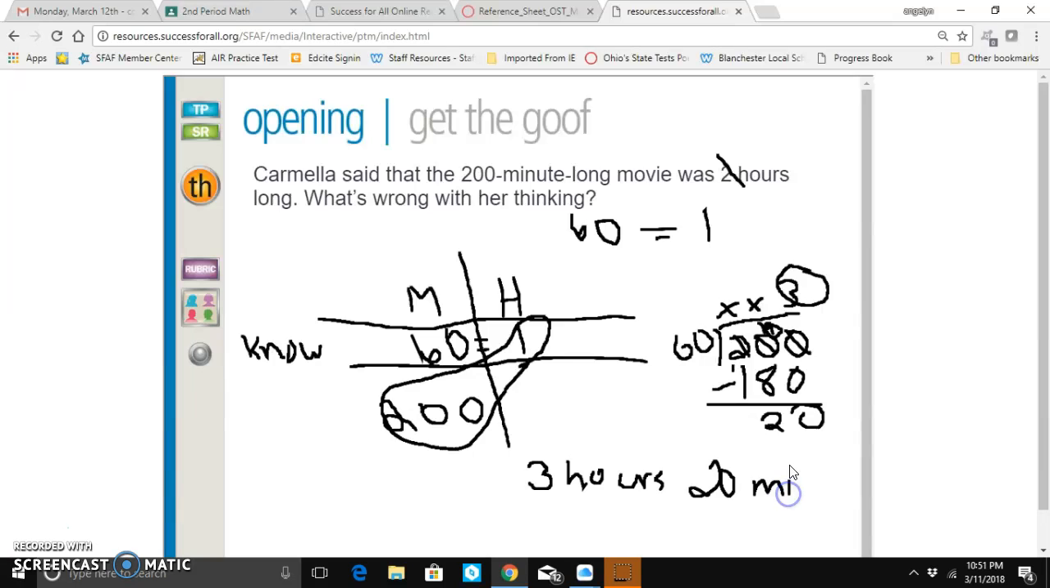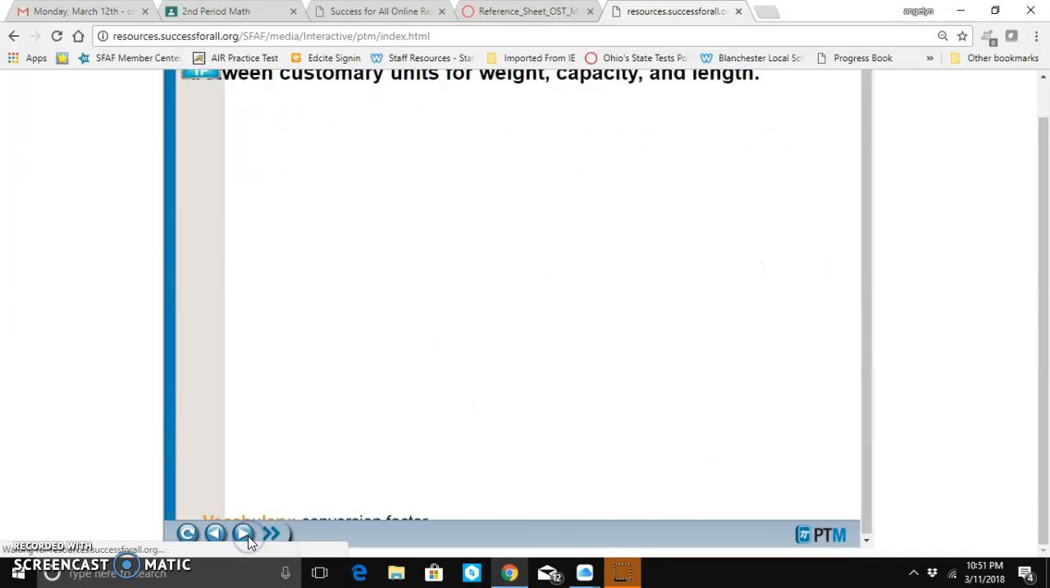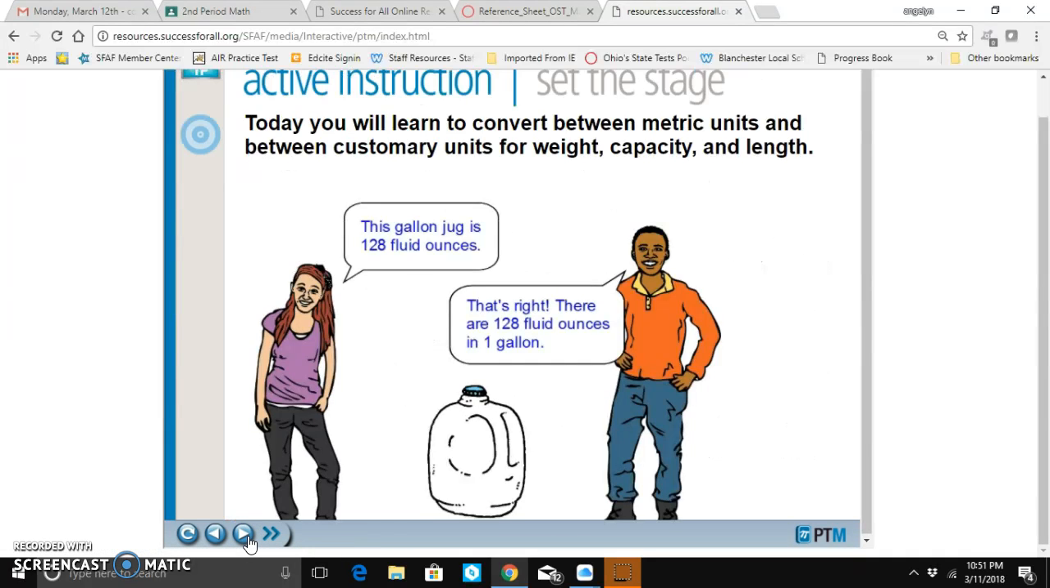So today we're going to be using ratio tables to help us convert measurements into different measurements, just as we did here, minutes into hours. So the point of today is to make ratio tables to do these conversions. Okay, like I said before, today we're going to learn how to convert between metric units and between customary units for weight, capacity, and length.